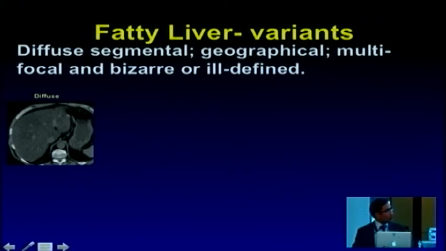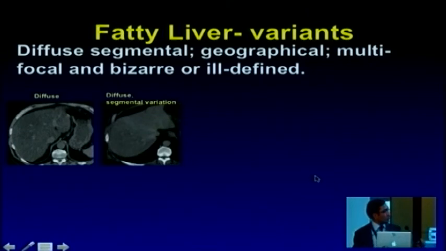I want to caution that fatty liver is not always homogeneous, it is heterogeneous, and you can have all kinds of variants. Here's an example which we are commonly used to seeing, a diffuse fatty change. But the fatty change can have segmental variation. You can see that the posterior part of the liver is darker than the anterior part. So this may be a difference of about 10% fat in these two segments, the anterior and the posterior.